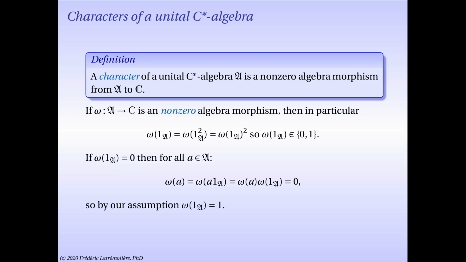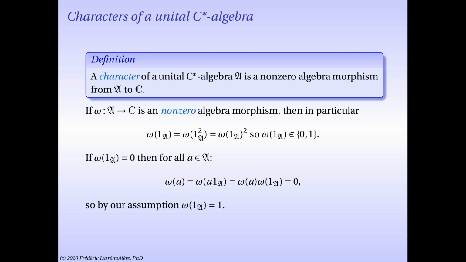However, if omega of the unit is 0, then for any element A in your C-star algebra, you can calculate omega at A, and that's the same thing as calculating omega at A times 1, because of the definition of the unit of a C-star algebra, which in turn is omega of A times omega of 1, because omega as a character is multiplicative. And omega of 1 being 0, we get that for any A in your C-star algebra, omega of A is itself 0. That contradicts the idea that omega is a character, in particular a non-zero algebra morphism. So a character must always assign the value 1 to the unit.